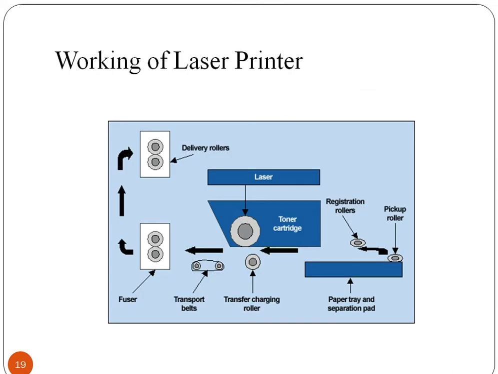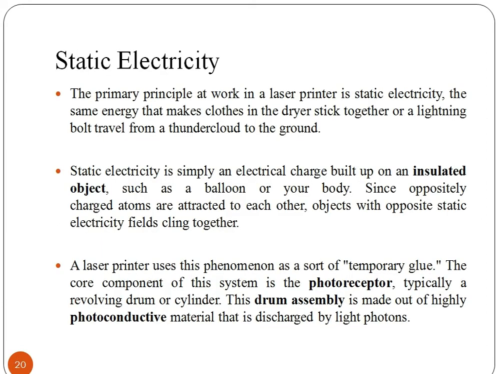Moving further, how does a laser printer work? Laser printing involves a multi-step process and what is happening is not obvious from watching the printer operate. Many end users see it as a mysterious activity. The basic principle involved is static electricity, which is simply an electrical charge built up on an insulated object, such as a balloon or your body.